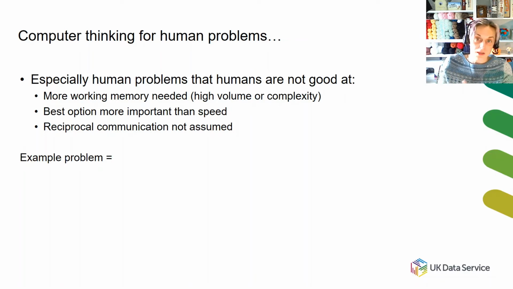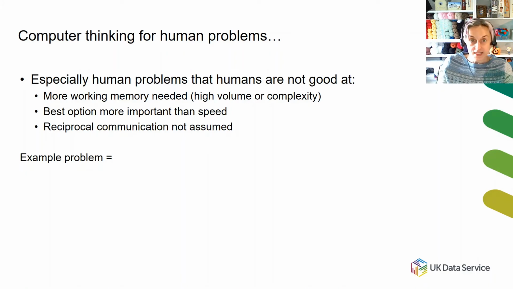Things like when working memory exceeds 7, or when it's highly complex or unstructured. When the best solution to a problem is really more important than the speed at arriving at that solution, and when reciprocal communication and interpretation is not assumed.